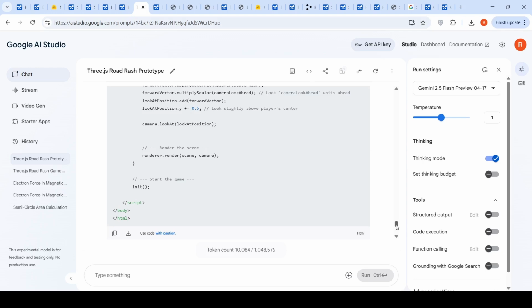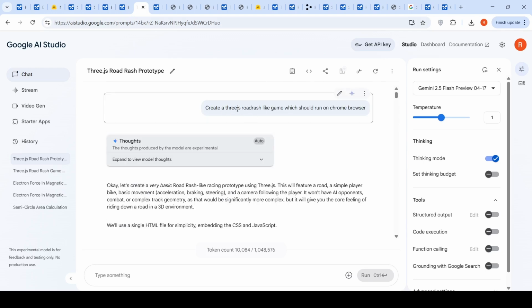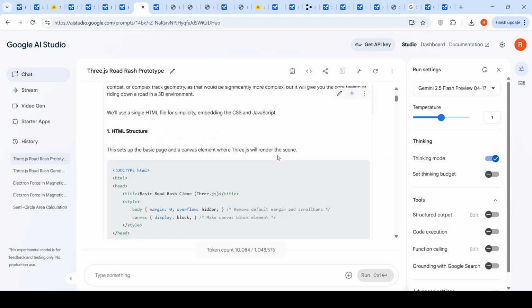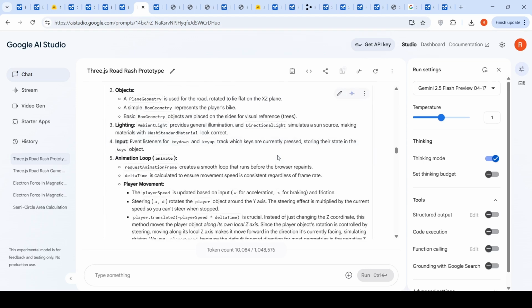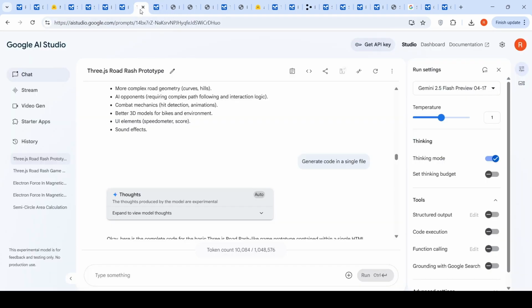One of my favorites in a coding problem is to create a 3JS Road Rash-like game which should run on a Chrome browser. So with thinking I did this over here. It gave me the code, and it said to copy this code into a single file and then run that file. When I ran that file, I got literally nothing over here. So this was with thinking, right?